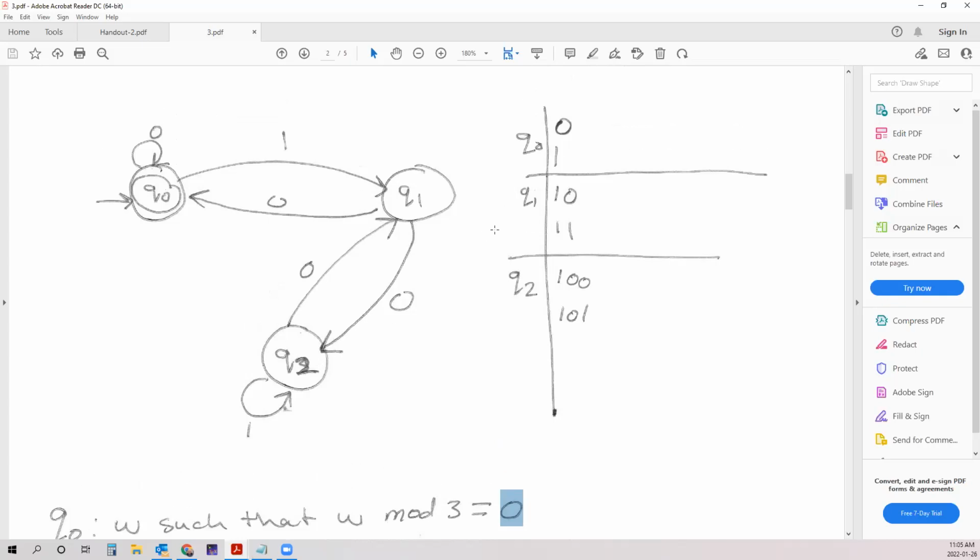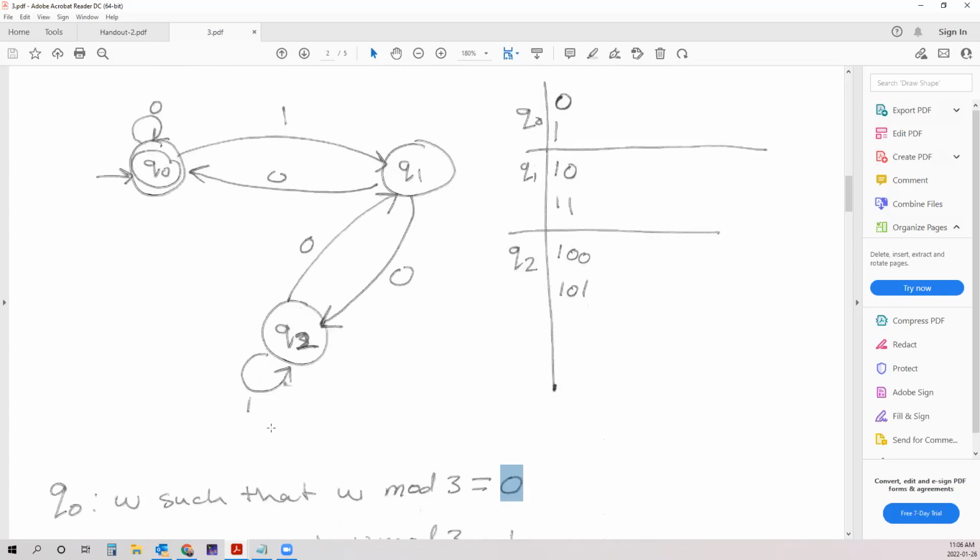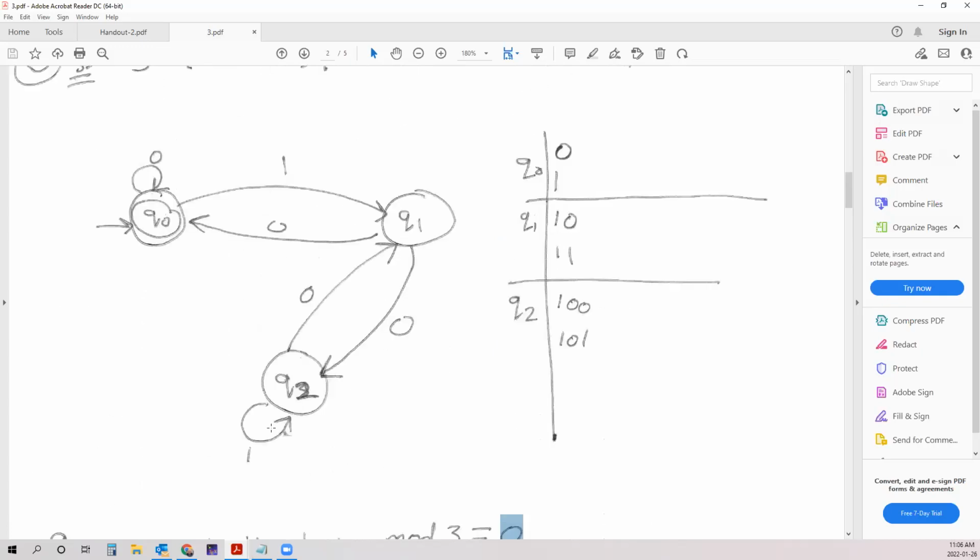So at Q0, if I receive a 0, I will stay at the beginning. Then if I receive a 1, I'll move to Q1. If I receive a 0 again, I'll go back to Q2. And in Q1, if I receive a 0, I'll go to Q2, 0 back to Q1, and 1s here in between. So this is for any number to be divisible by 3.